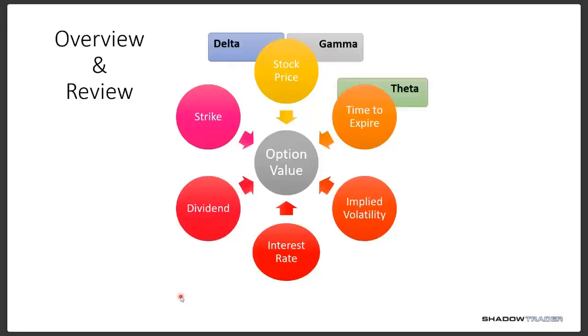Then we've got time to expiration. That Greek that we use there is theta. Now, what is theta? Theta is that extrinsic, or that extra value that's put on your option that is eaten away every day as you get closer and closer to expiration.